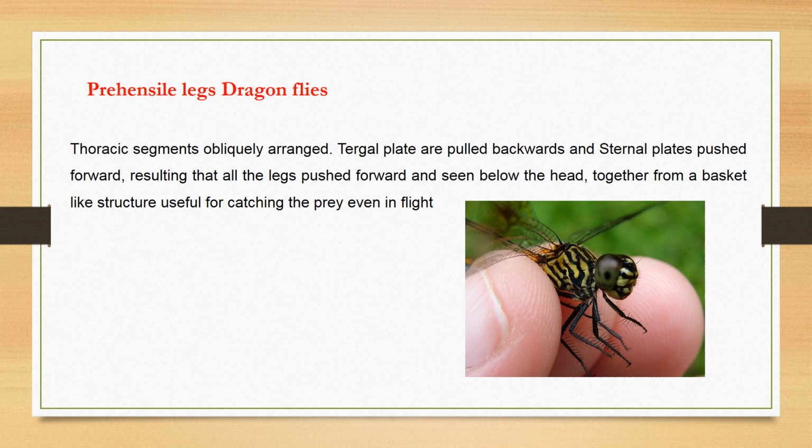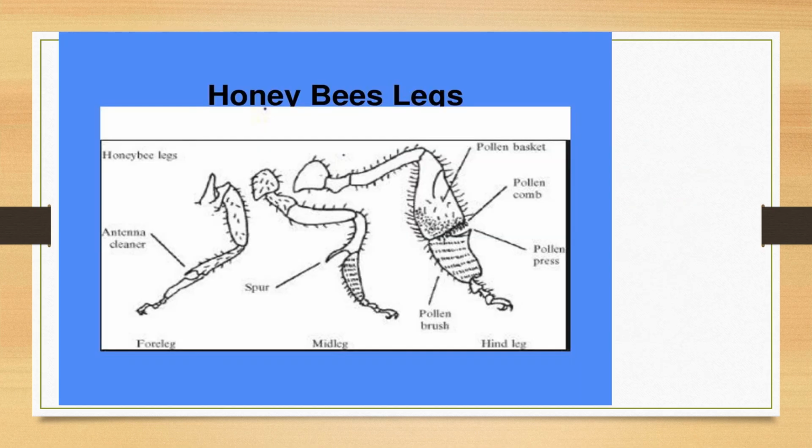Next one is the prehensile legs in dragonflies. Thoracic segments are obliquely arranged, the tergal plate is pulled backwards and the sternal plate pushed forwards, resulting in all the legs being pushed forward near the head region and together forming a basket-like structure, useful for catching prey even in flight.